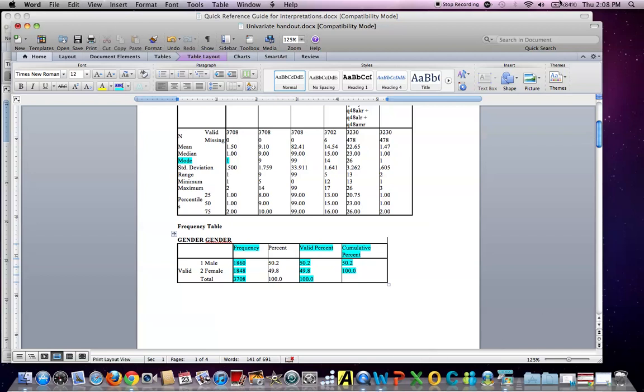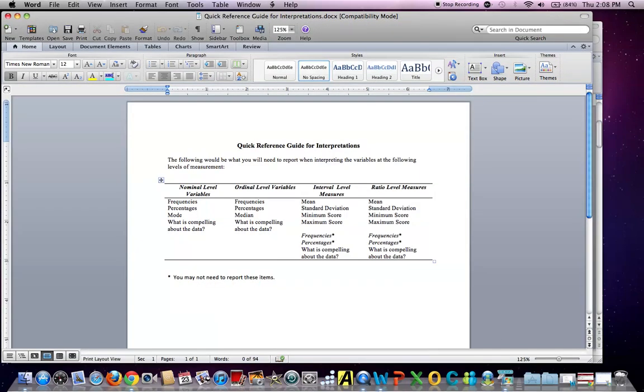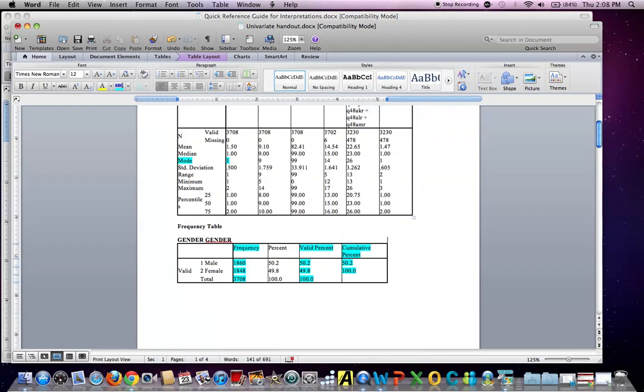So again, based on a quick interpretation guide, we'll report our frequencies, our percentages, our mode, and then we say what is compelling about the data. You kind of do it all at one time. In other words, if you report a valid percent, then you must report the frequency that goes along with it. You don't report a percentage without a frequency. The mode in this case is 1.